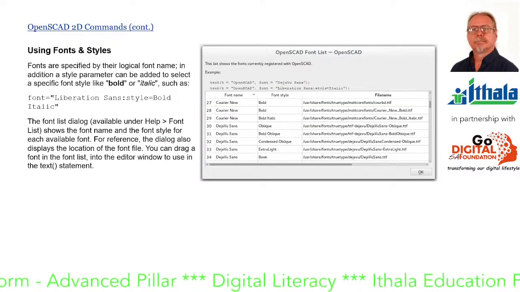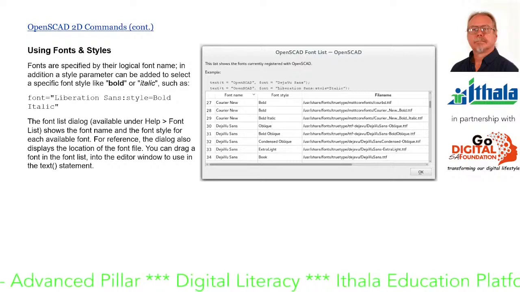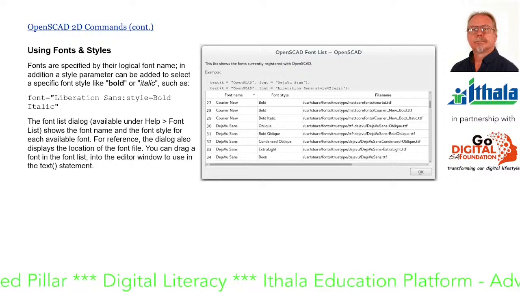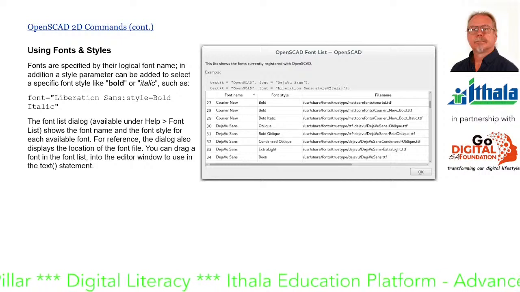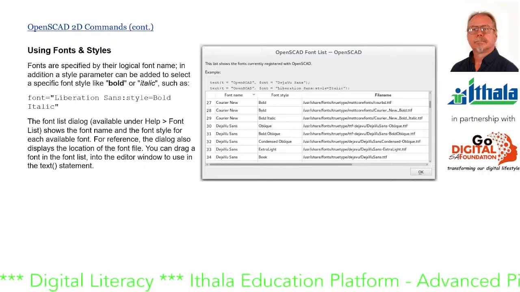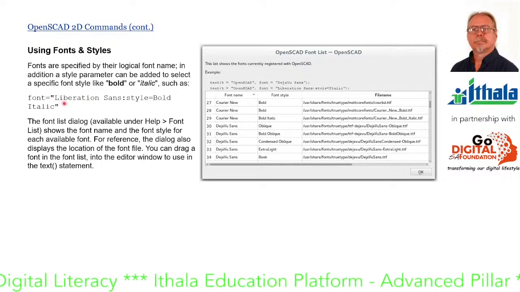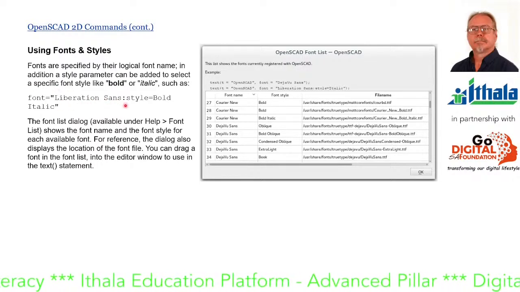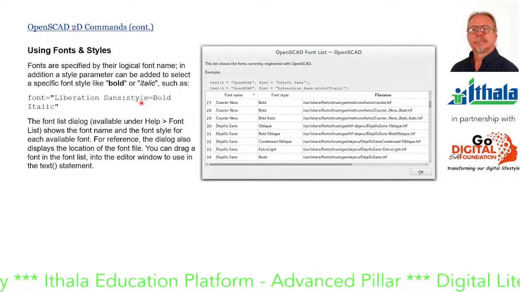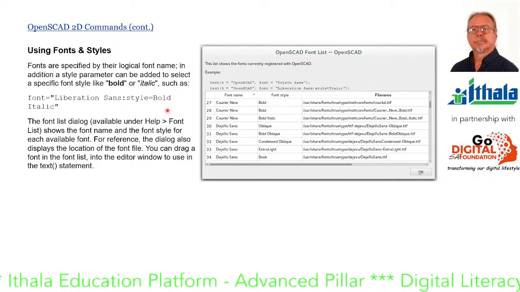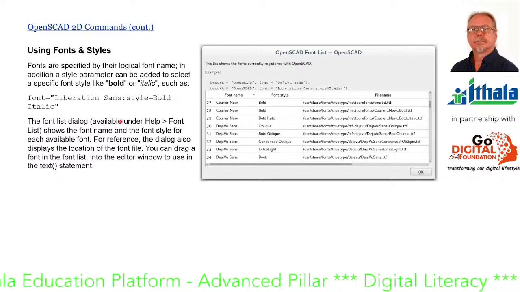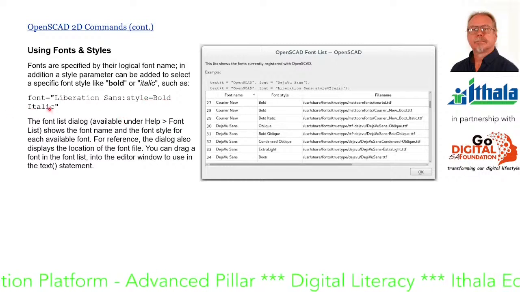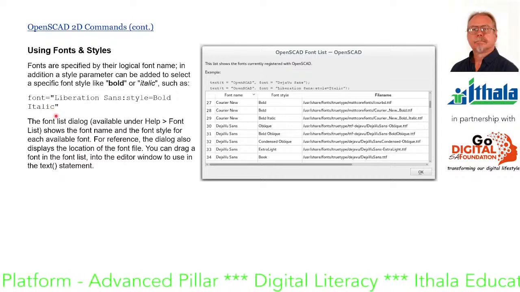Okay, so using fonts and styles. Fonts are specified by their logical font name. In addition, a style parameter can be added to select a specific font style like bold or italic. Okay, such as font is Liberation Sans. Okay, that's the name of a font. And then we can have a colon and say style equals bold to make it bold. And we can say italic, so it's going to be italic. So if we say style equals bold italic, then it's going to be both bold and italic.